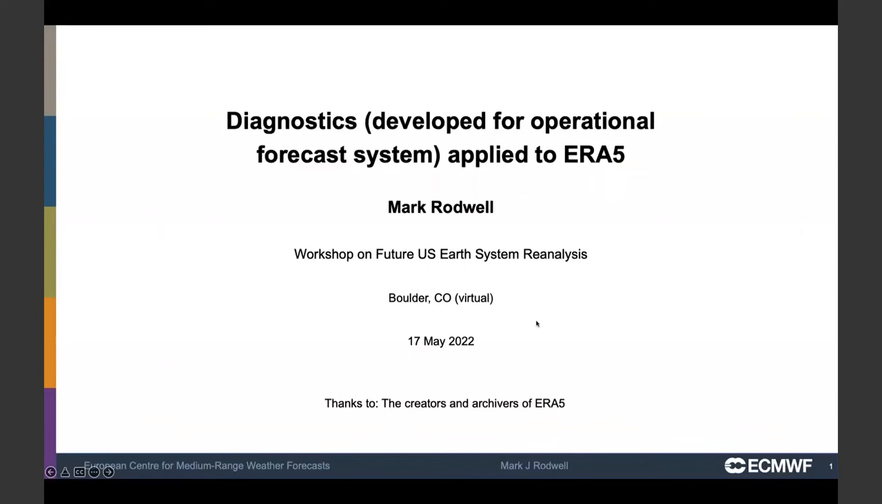Yes, thank you. Thank you very much for inviting me. So, well, Bill was talking about reanalysis being a fringe activity. I'm sort of on the fringe of the fringe, if you like. And it's always amazing to see how much work goes on in reanalysis.